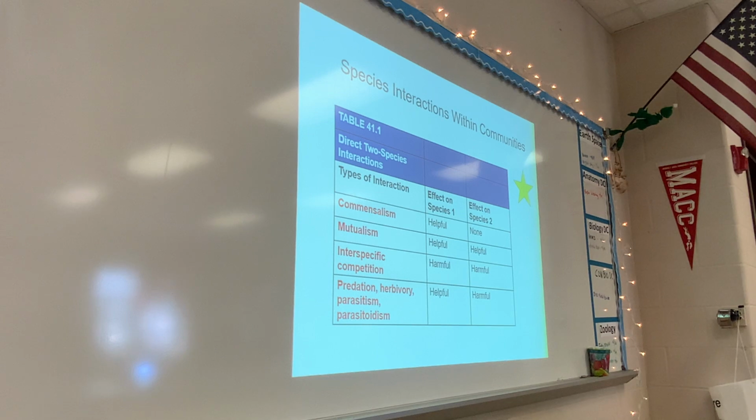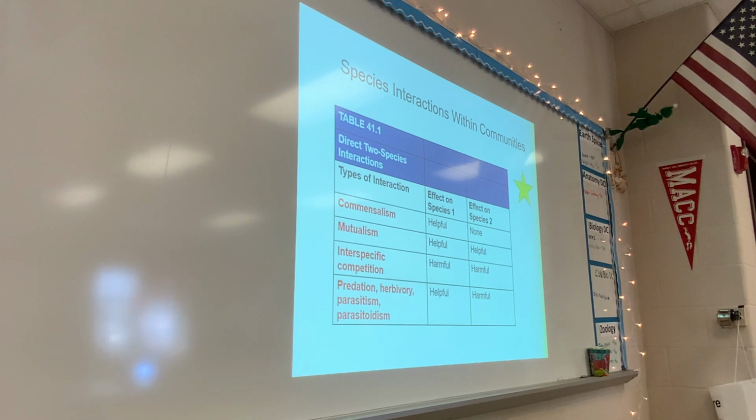And a bee on a flower would be considered what? Mutualism. Yes. A bee on a flower would be mutualism because they are both being benefited. The bee is getting the pollen and the nectar, and the flower is getting pollinated. So they're both getting a benefit.